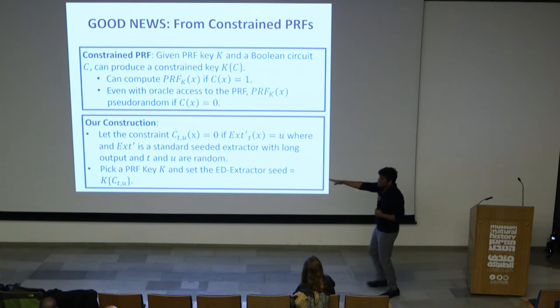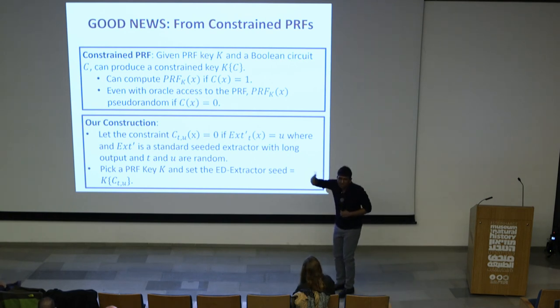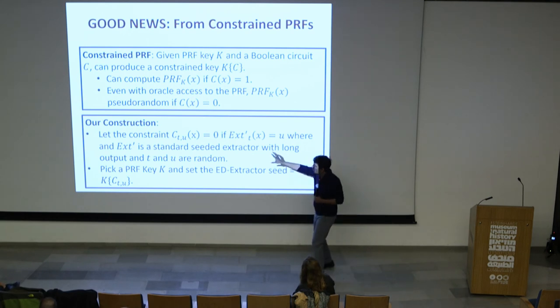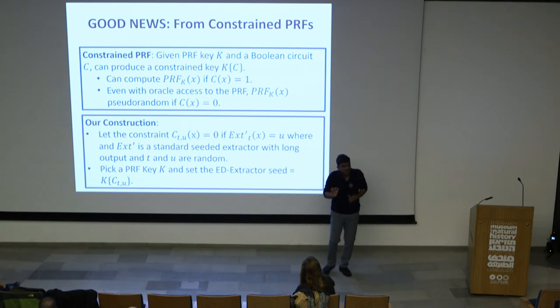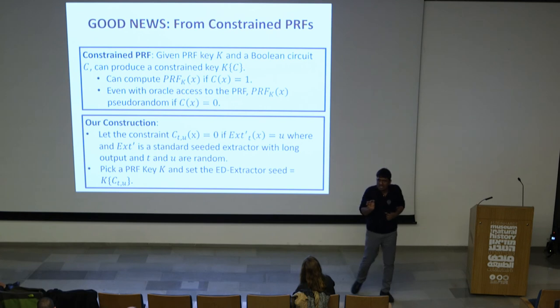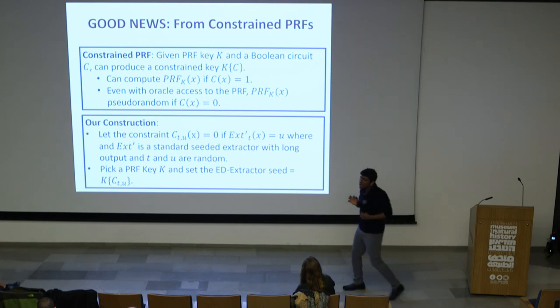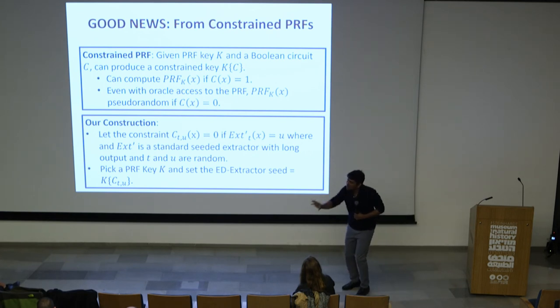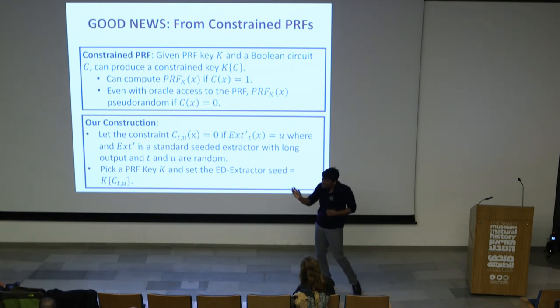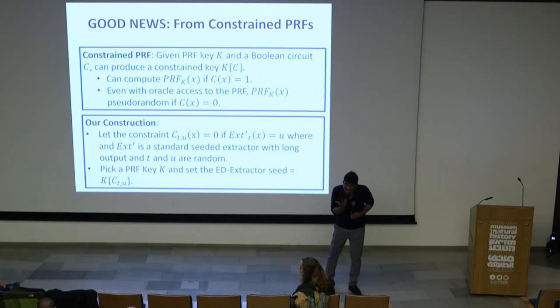Okay, so what is the constraint? What is the circuit that I'm using to constrain? It is the following circuit, and the one thing to notice about it is that it's an evasive circuit. It allows the PRF to output its value in one minus negligible fraction of the places. Only in a negligible fraction of the places is the output constrained. So it's more or less as good as a PRF.